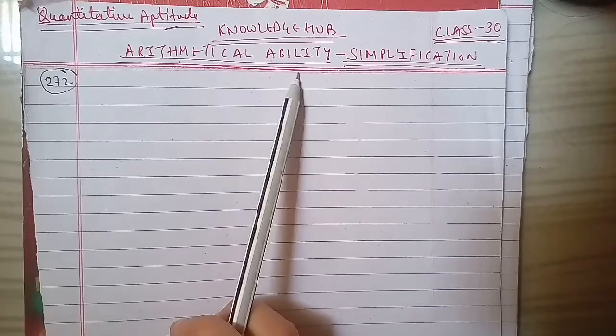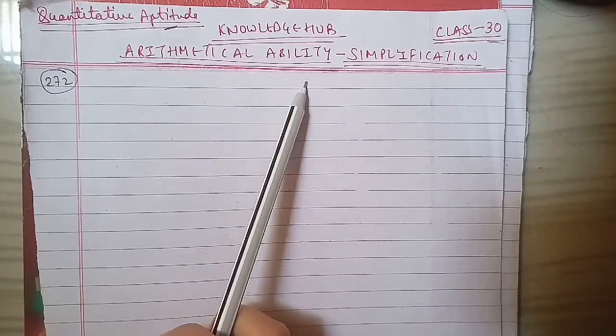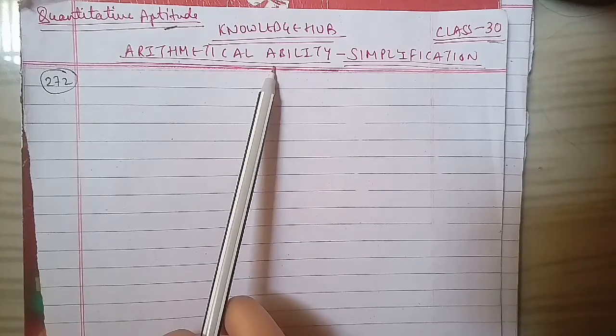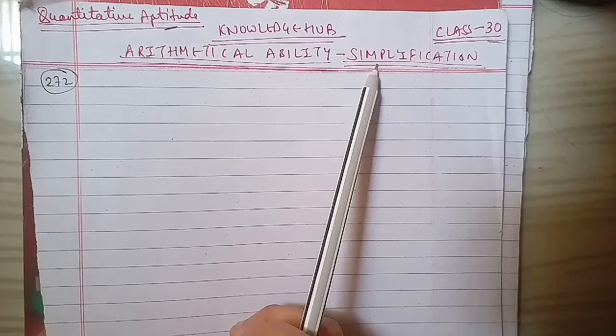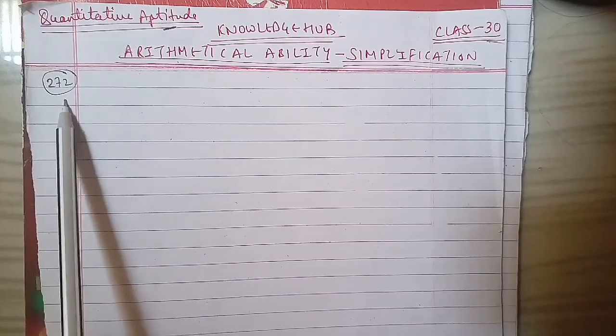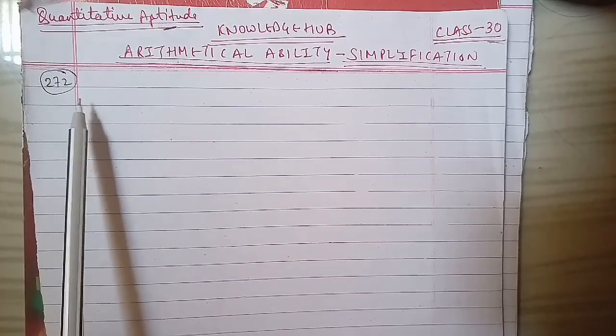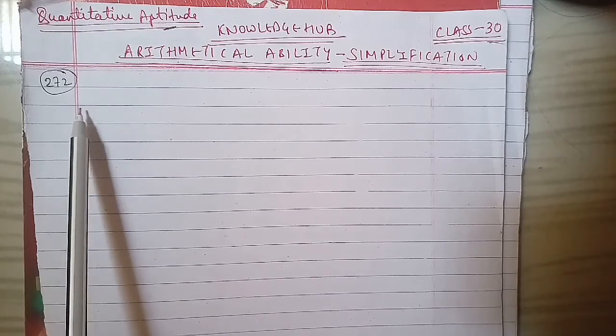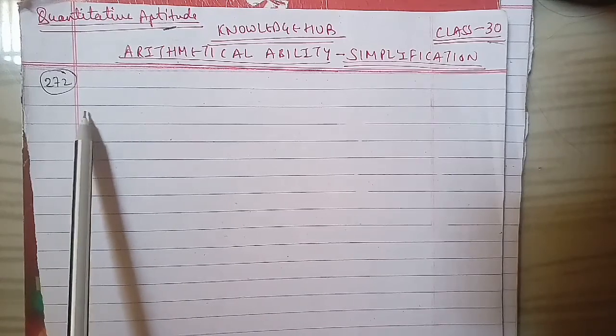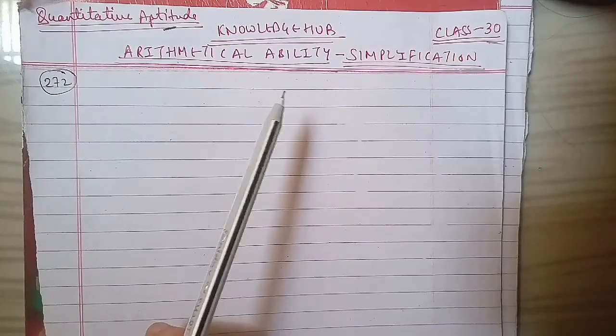In arithmetical ability, we had completed operations on numbers, LCM and HCF of numbers, and decimal fractions, and then we had started with simplification. Here we had completed the 271st question of the sessions, and hopefully if it does not exceed an hour, we'll complete simplification in this class only.